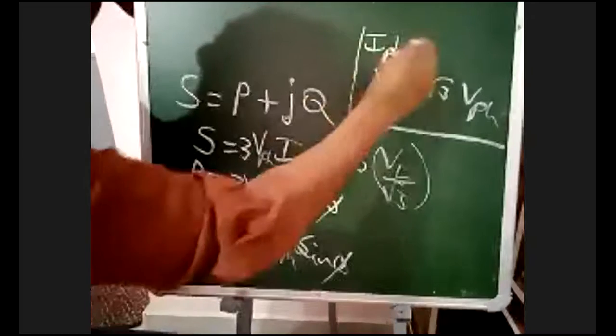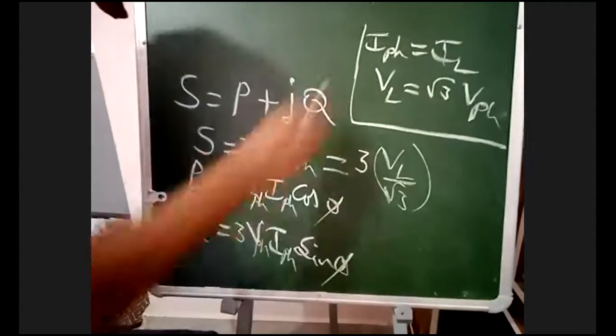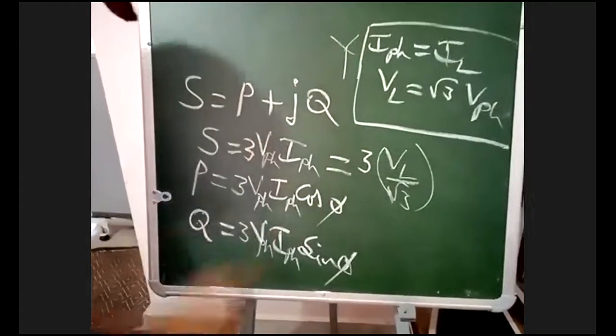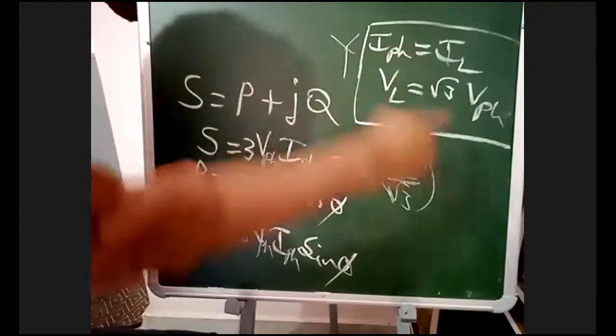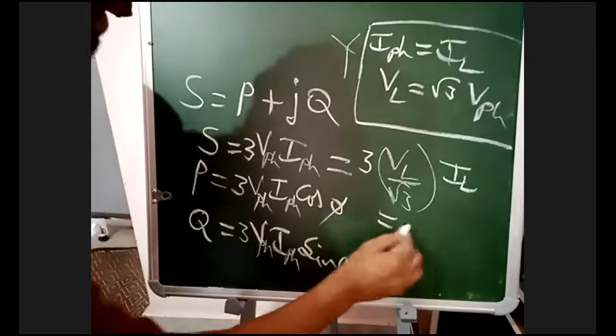I phase is equal to IL in star connection. Remember this too. In star connection, I phase is equal to IL, and V phase is equal to VL. Now you tell me what is this value?